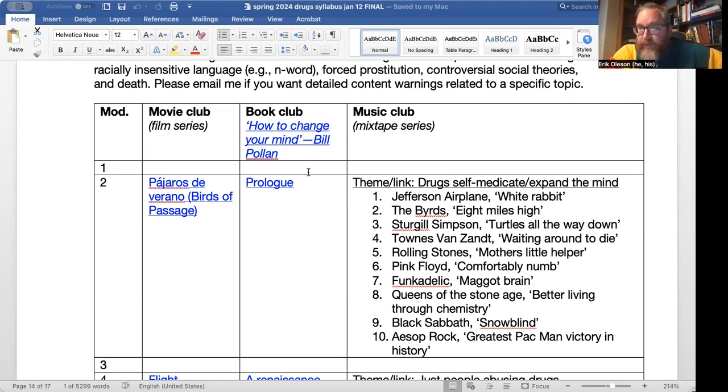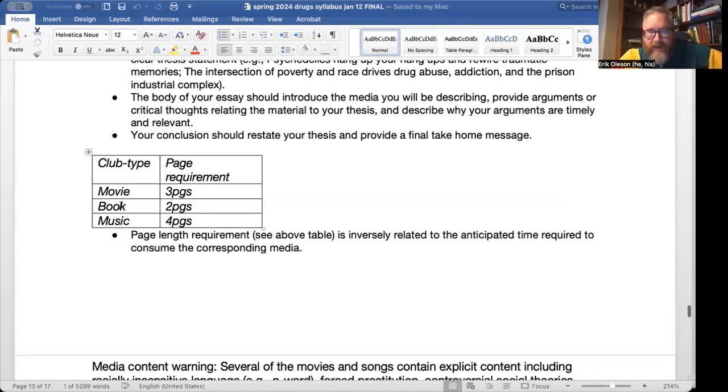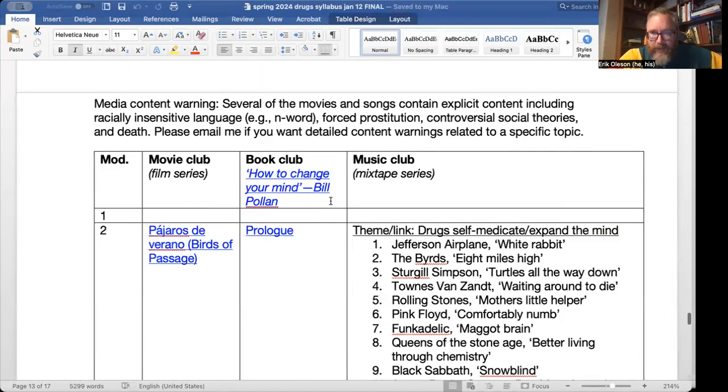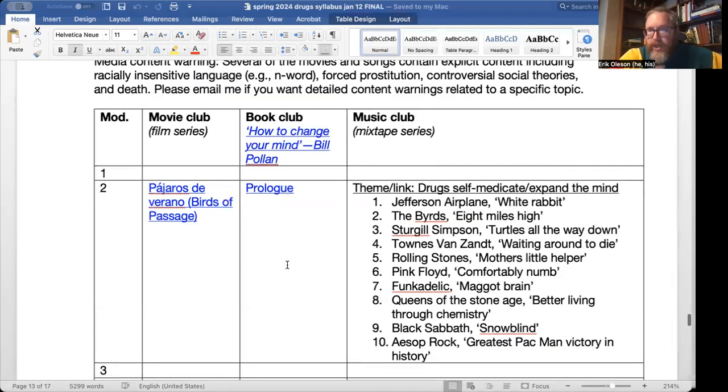You simply have to read the book and make 6 total comments in here and then write a paper on it. Because reading the book will take longer than listening to music or watching movies, you only have to prepare a 2-page paper following after reading the book, in addition to your 6 total responses, which again can really happen at any point over the course of the term. For the music, I'll go over the movie club next.